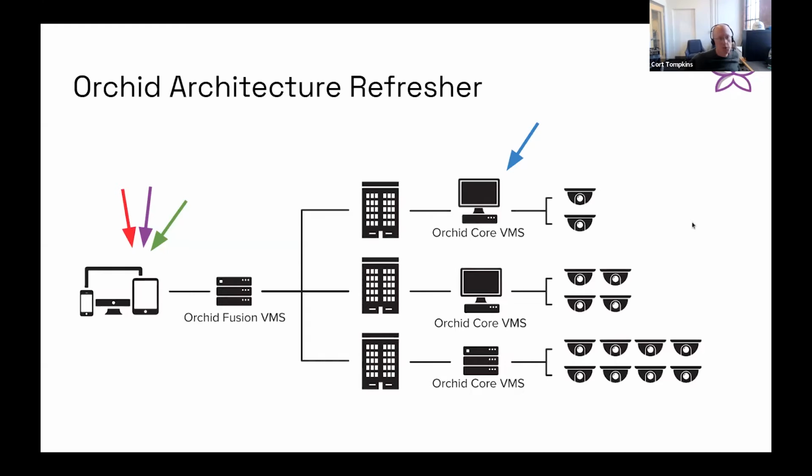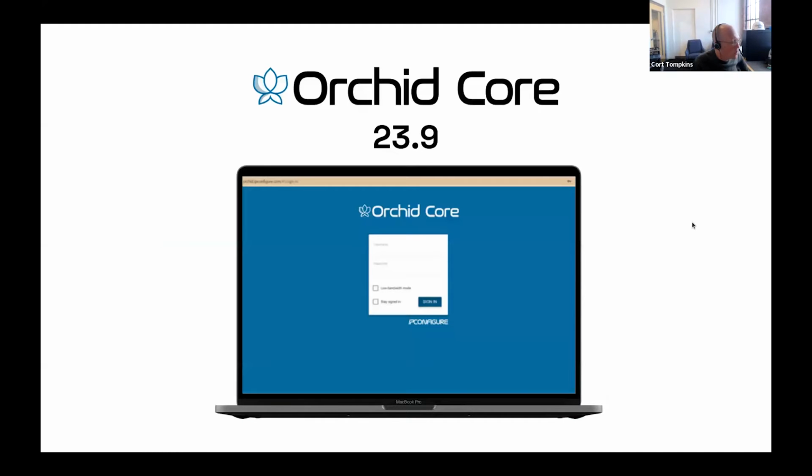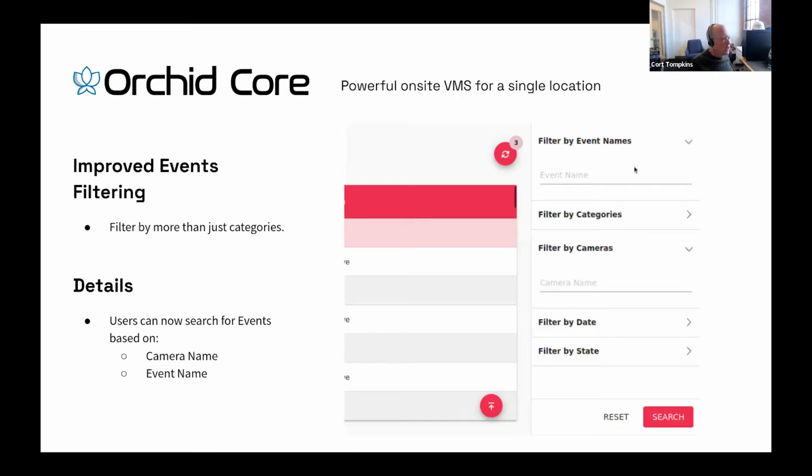So if you have an installation with multiple sites, you'll use the management server to pull all of your recording servers together. So first, again, we'll talk about what's new in Orchid Core. Those features are available both on the NVR itself as well as at the enterprise level. Then we'll talk about the enterprise only features that are new in Orchid 23.9. All right, so starting off with Orchid Core 23.9 features.